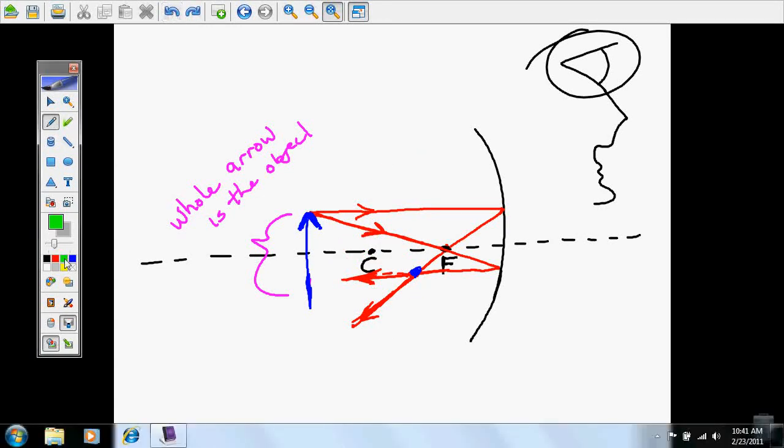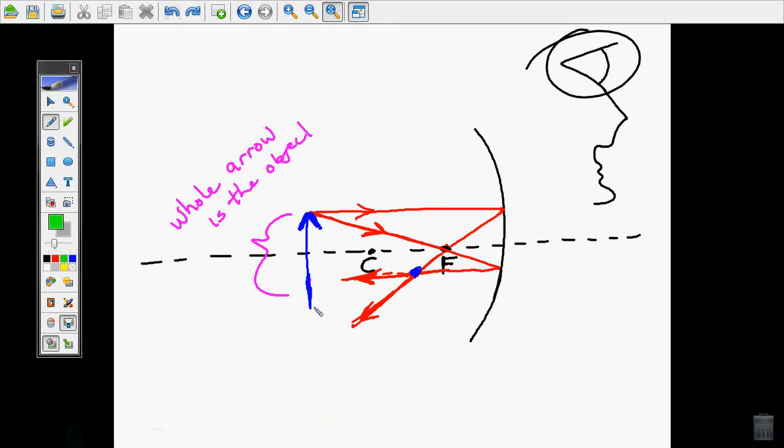So if I draw a light ray coming from the person's feet, coming, not very nicely drawn, let me try that again, coming parallel to the principal axis, how would that light ray reflect? Light ray coming from the person's feet and hitting the curved mirror, how is that going to reflect? Through the focal point.